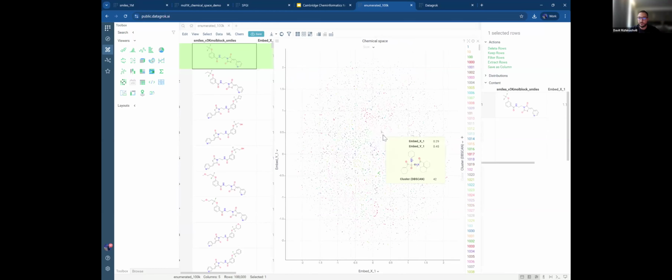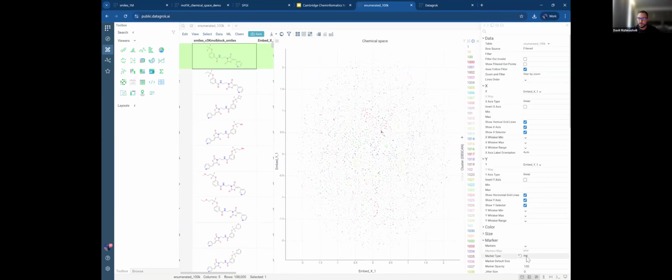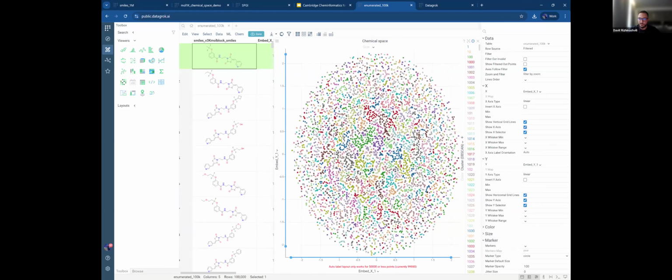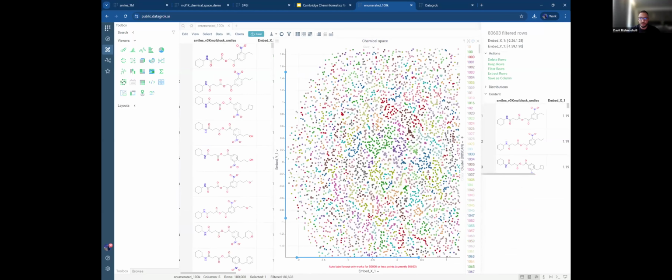So here we have pretty much it completed in, as I said, under 30 seconds. And let me adjust the size of the dots here. So here we have a very large chemical space, which is clustered in some way, and it's put in a scatter plot, which is, again, as everything else at Datagrok, very, very interactive.